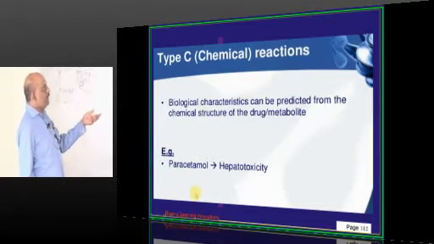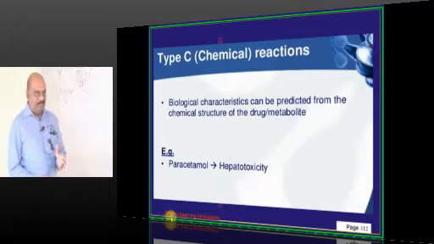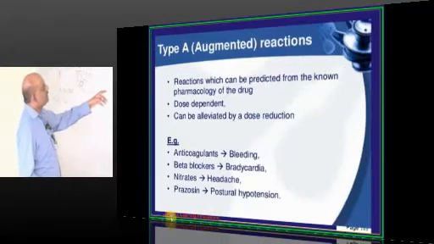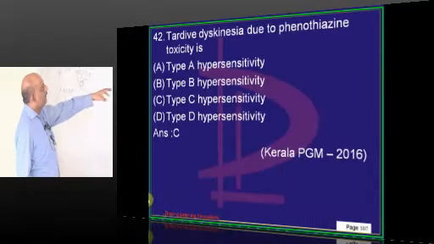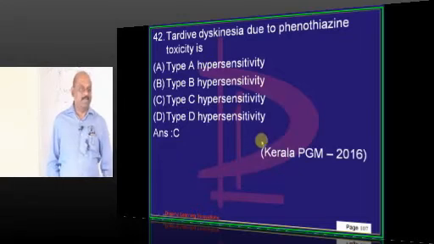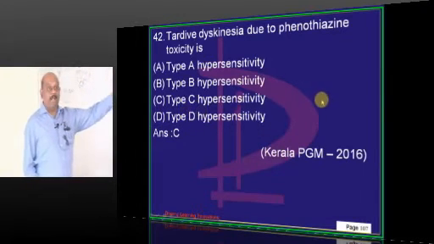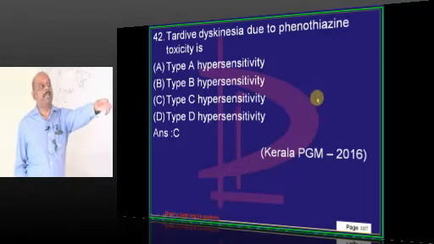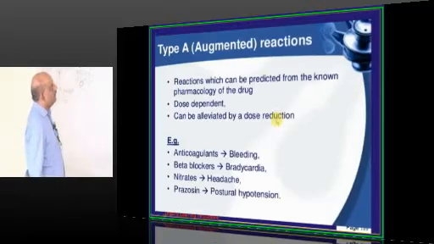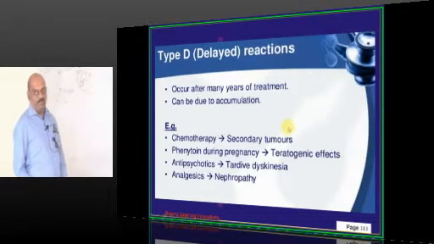Then type C are chemical, biological characteristics that can be predicted based on the chemical structure of the drug, like paracetamol and hepatotoxicity. So in this case, you are using phenothiazine. Phenothiazine is acting on dopamine receptors, and since it is acting on dopamine receptors, it is leading to dyskinesia. So this reaction is because of the particular chemical structure and mechanism of action of the drug, hence called type C. Okay. तो एक बार पढ़ के जाना, क्योंकि examiners each of them you try to review.